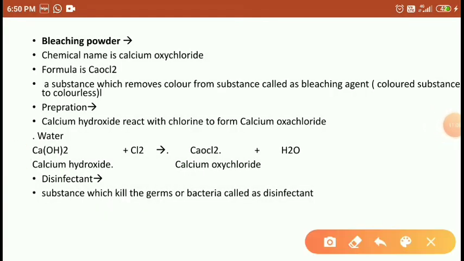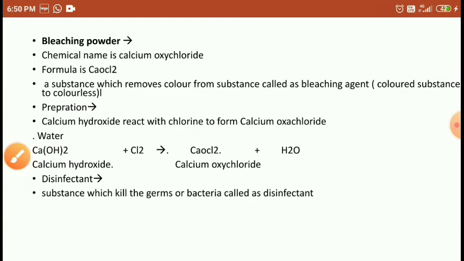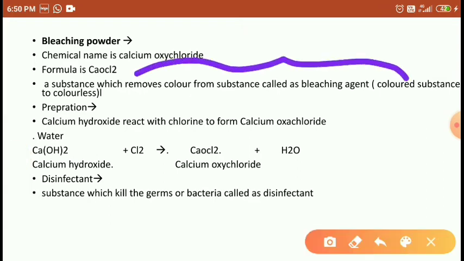Okay students, the calcium hydroxide reacts with chlorine to form calcium oxychloride, and water is formed here. Right students? So what is the use of calcium oxychloride? Most importantly, it is used as a bleaching agent, to remove colored substances and turn them colorless.